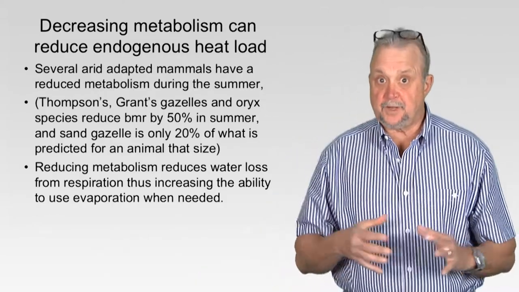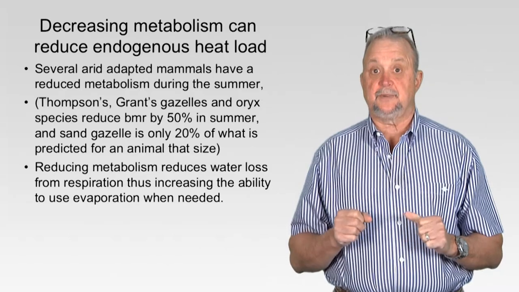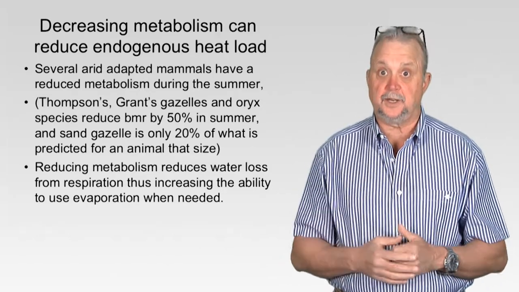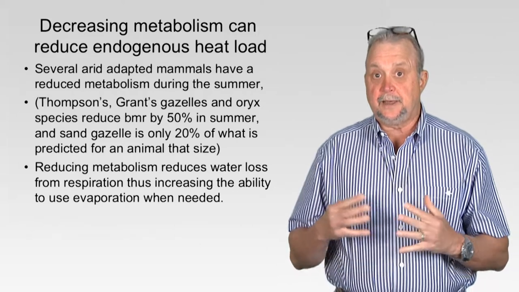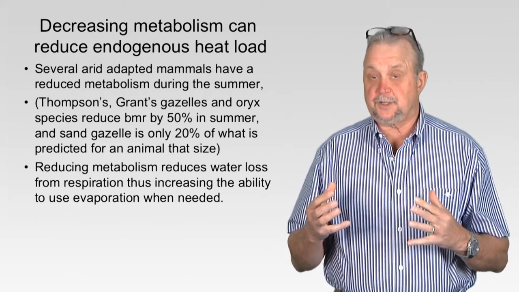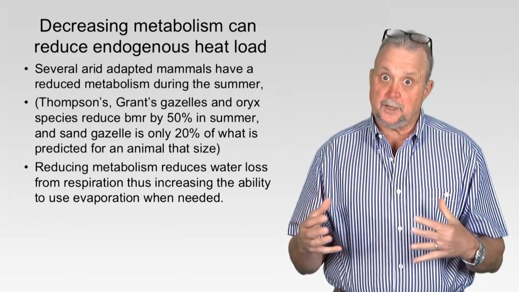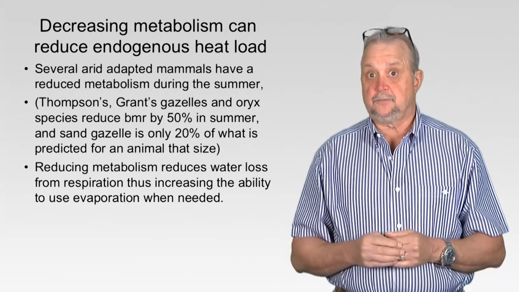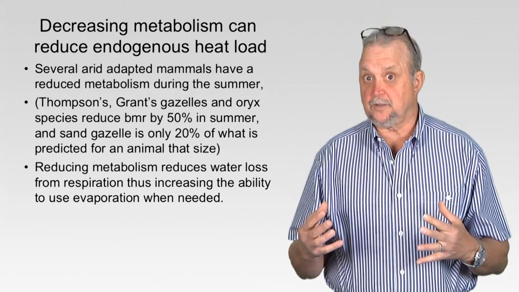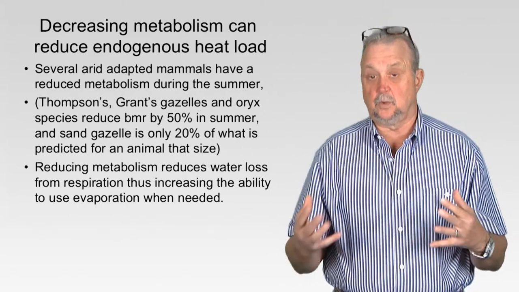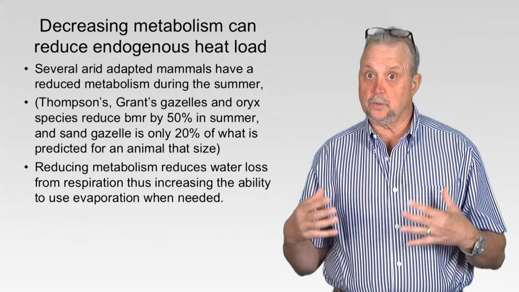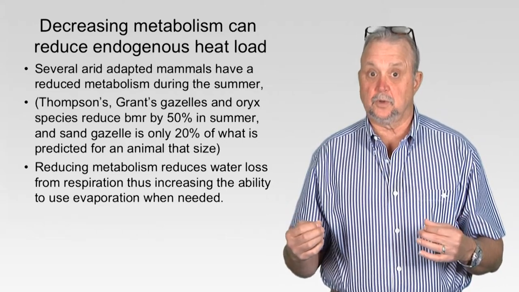Now, as I mentioned before, decreasing metabolism can reduce what we call endogenous heat load. That would be like you and I just shutting down and running at about 50%. We can't do that. Our ancestors evolved in the tropics. It really wasn't a problem. Even though it's hot there, there's plenty of water. We could still use sweat to keep cool.